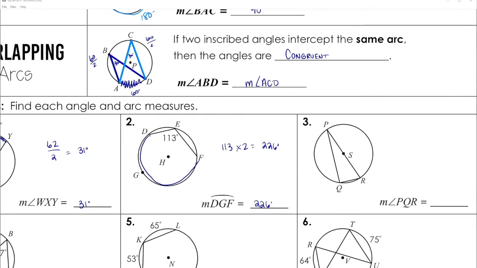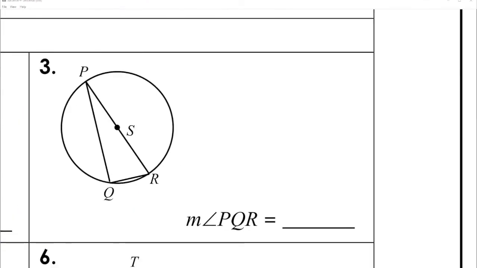Right. Number 3. I do not have any numbers. However, we know that PR is a diameter. We know it's a diameter because it's a chord that passes through the center.